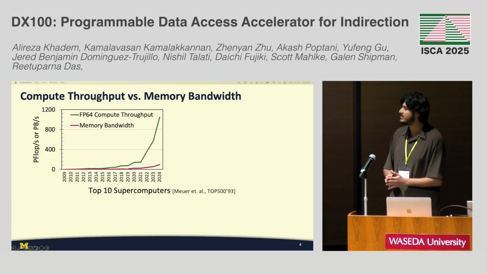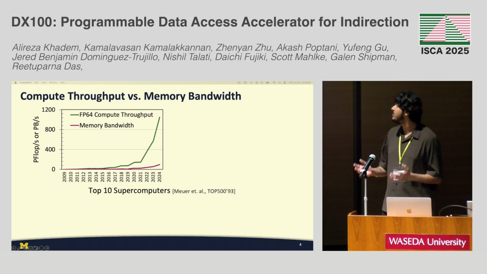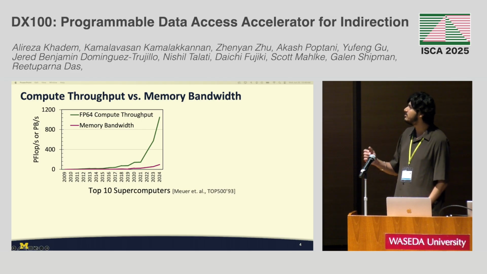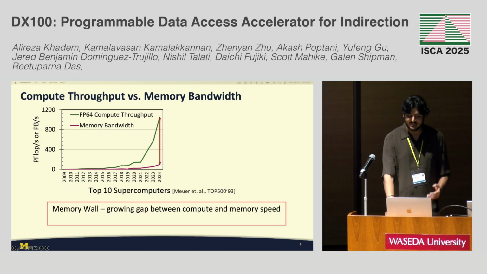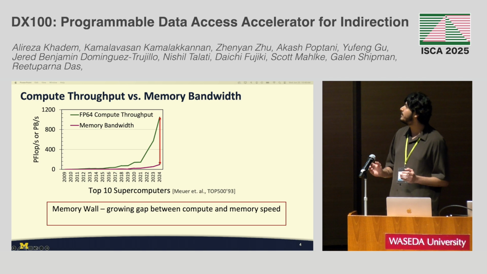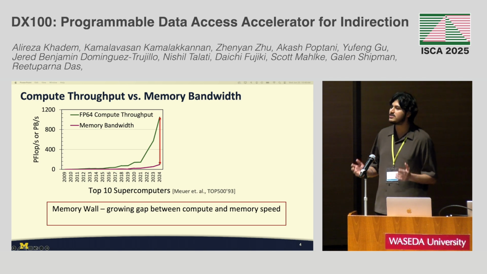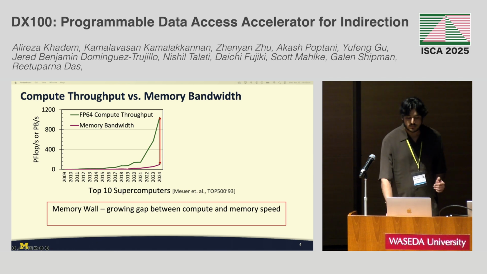We have gathered the results for compute throughput and memory bandwidth for the past 15 years for the top 10 supercomputers, and we can very clearly see that there's a growing gap between compute and memory speed. This is also known as the memory wall.